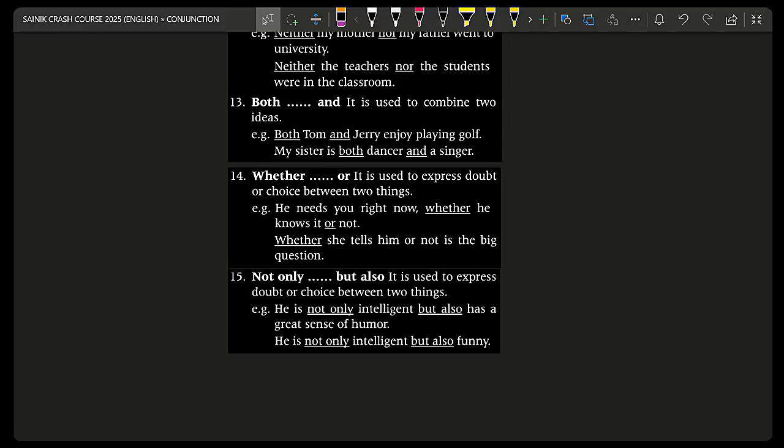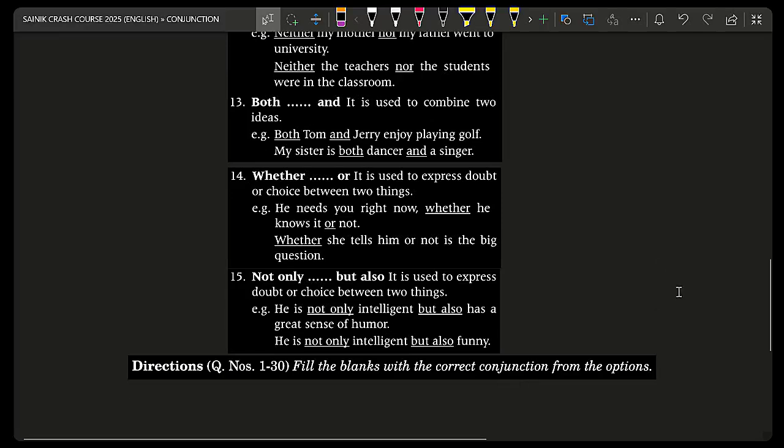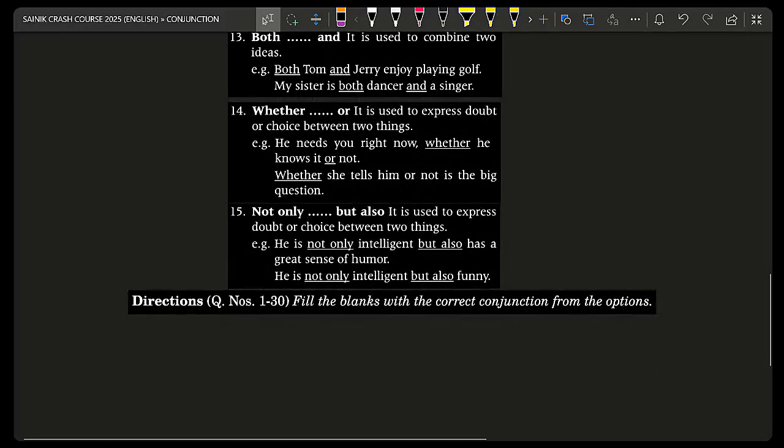And let's discuss some questions using conjunctions. So all of you be ready to answer. Fill in the blanks with the correct conjunction from the given options.